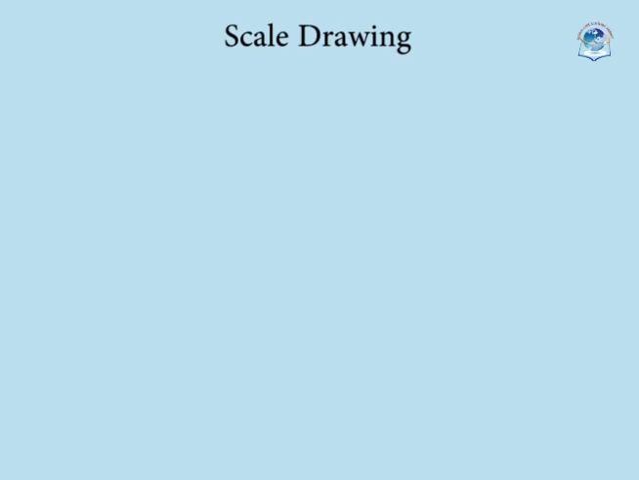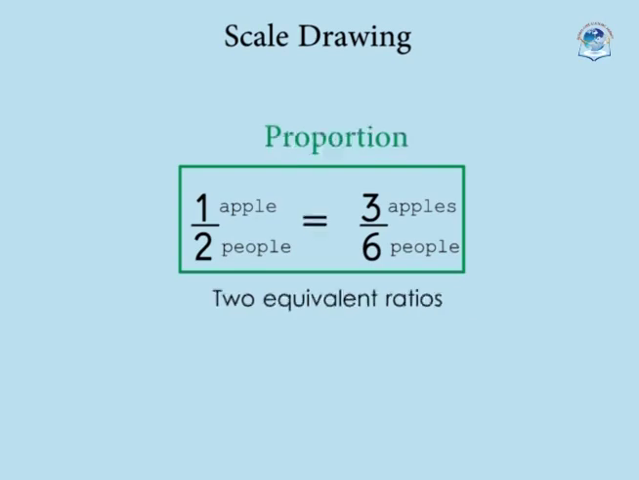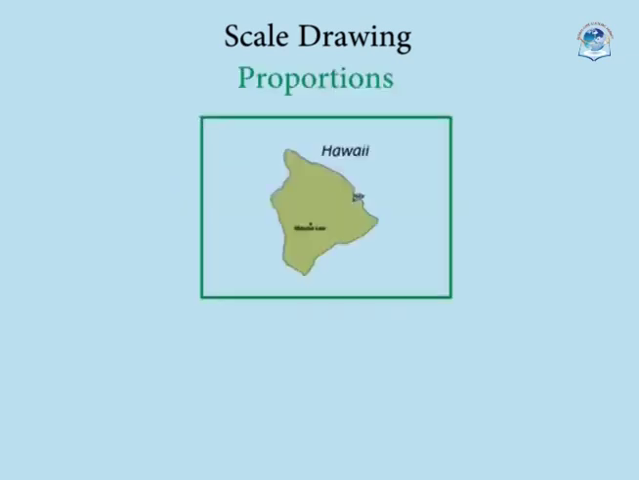Scale drawing. We talked about ratios and proportions, and we said that a ratio is basically a relationship of two or more items, and that a proportion is basically two equivalent ratios. Scale drawing is all about proportions. A map is a very good example of scale drawing, which is just a drawing that is either larger or smaller than the real thing it represents, but it's still in proportion to that thing.